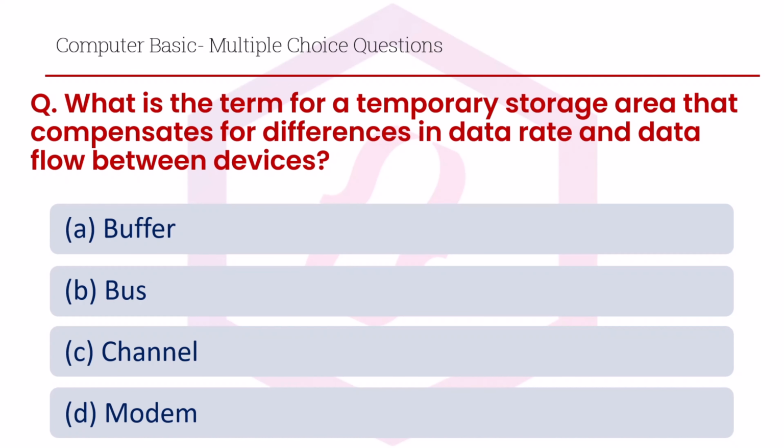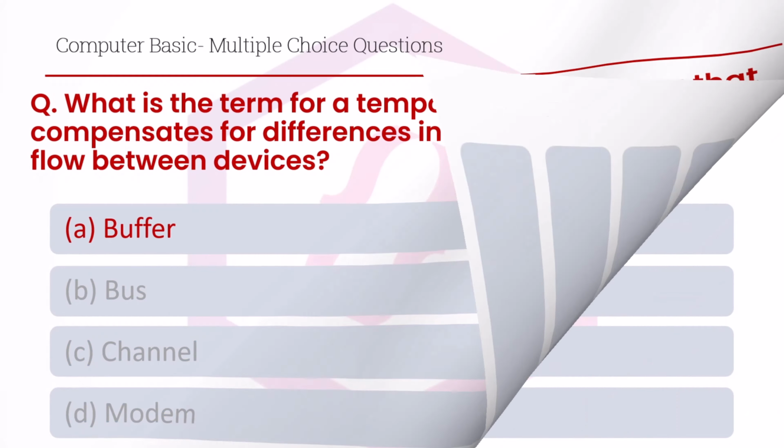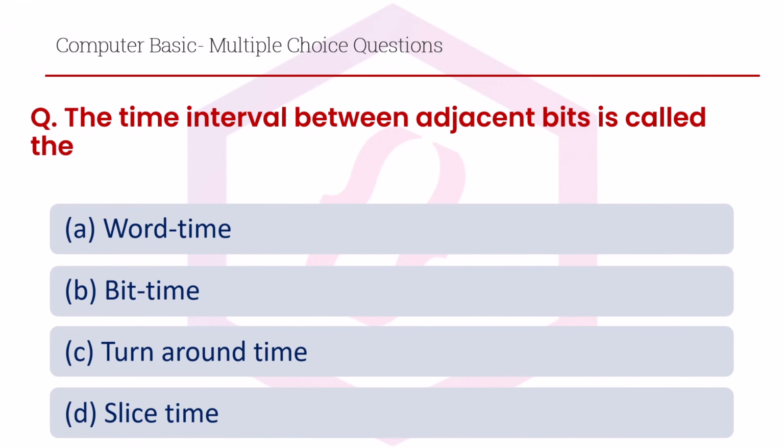What is the term for a temporary storage area that compensates for differences in data rate and data flow between devices? Options are buffer, bus, channel, modem. The right answer is buffer. The time interval between adjacent bits is called the options are word time, bit time, turnaround time, slice time. And the right answer is bit time.